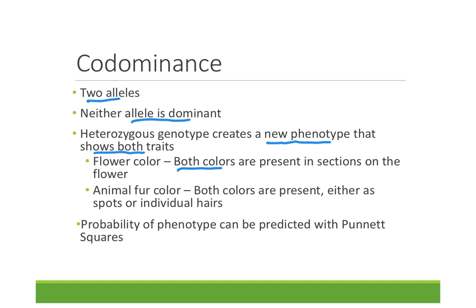In animal fur color, if you cross a black and a white animal, instead of getting an overall gray, if you look at the individual hairs, some may be white and some may be black, or there may be white spots and black spots on the body. And again, the probability of different phenotypes can be predicted using a Punnett square for codominance as well.